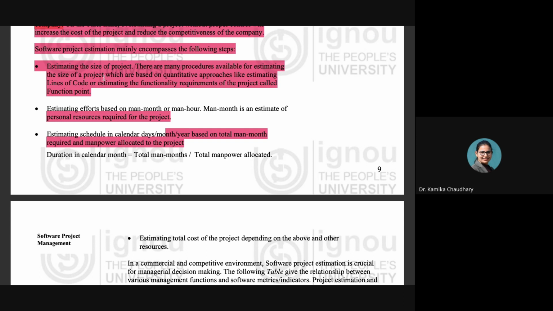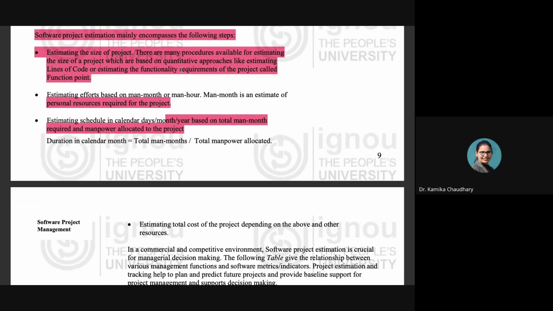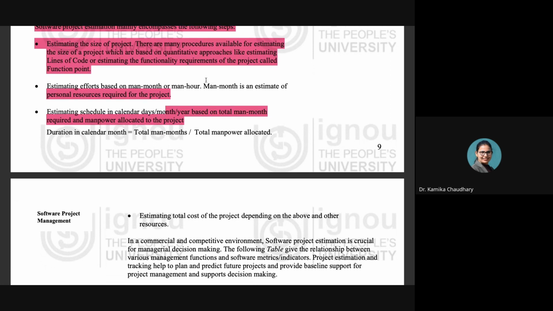So first is estimating the size of the project. What is included in that? There are many procedures available for estimating the size of the project, for example, estimating the lines of code and estimating the function points, right? Size of the project means we are just going to calculate the number of lines present in the code which has been written for the development of the software, right? So that is going to tell us about the size of the project.